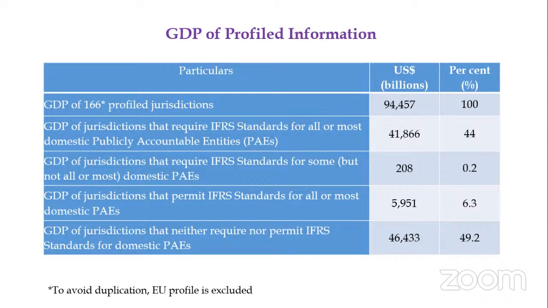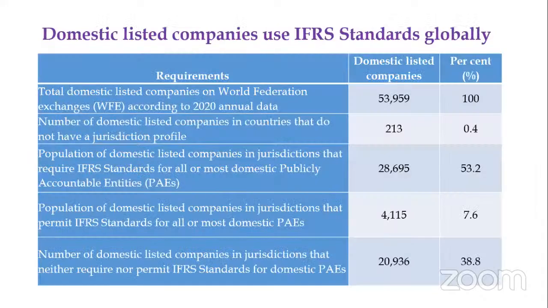So this is also one kind of analysis, the same explanation which I mentioned here. Again, this is in terms of domestic listed companies using IFRS standards globally. The total number of companies listed in the WFE, World Federation of Exchanges, is 53,959. Out of them, we could not get a jurisdiction profile for 213. So 28,695 domestic listed companies are using IFRS standards for all or most domestic publicly accountable entities. Again, 4,115 are permitted to use the IFRS standards. They may not be required, but they are permitted. If they wish, they can use it on a voluntary basis.